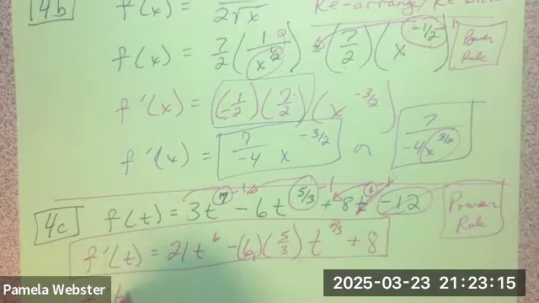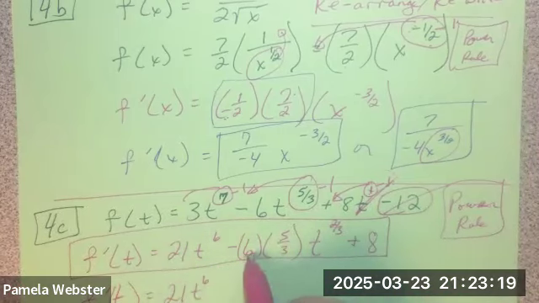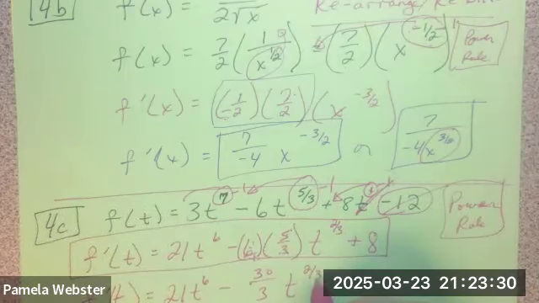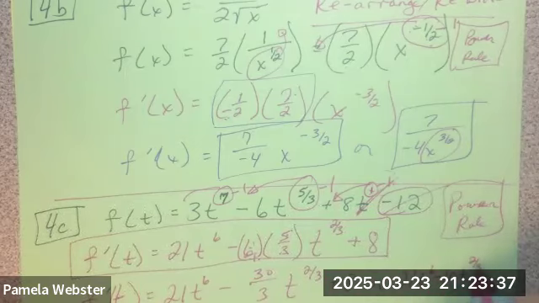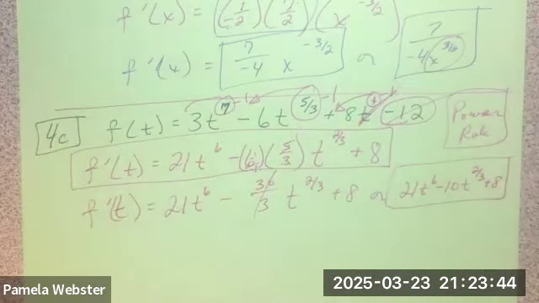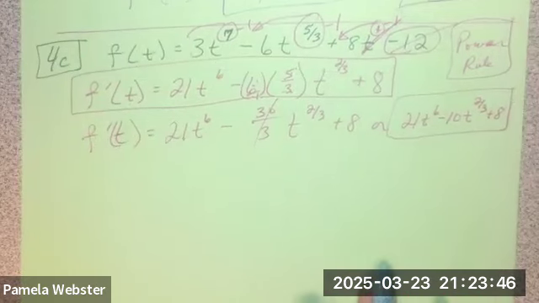So the derivative, 21t to the 6th, minus 6 over 1 times 5 over 3. 6 times 5 is 30 over 1 times 3 is 3. That's a 10. 21t to the 6th minus 10t to the 2/3 plus 8, because that'll reduce, right? So that's all fine and dandy.